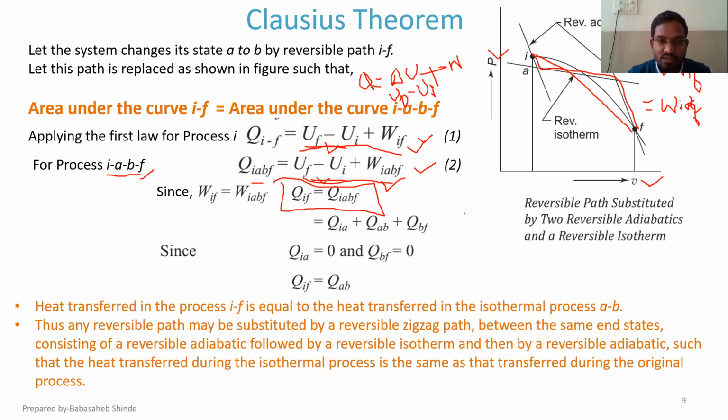Okay. Now let's split this QIABF, because this has the IA segment, then the AB segment and the BF segment. So QIA plus QAB plus QBF. I have split that IABF into individual segments. Now out of those three processes, this IA and this BF, those two are reversible adiabatics. So if it is an adiabatic process, what will be the heat transfer during an adiabatic process?